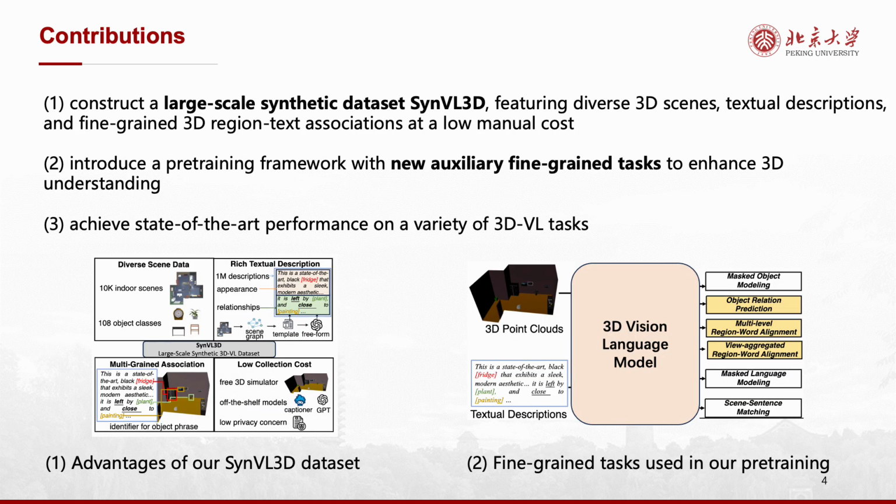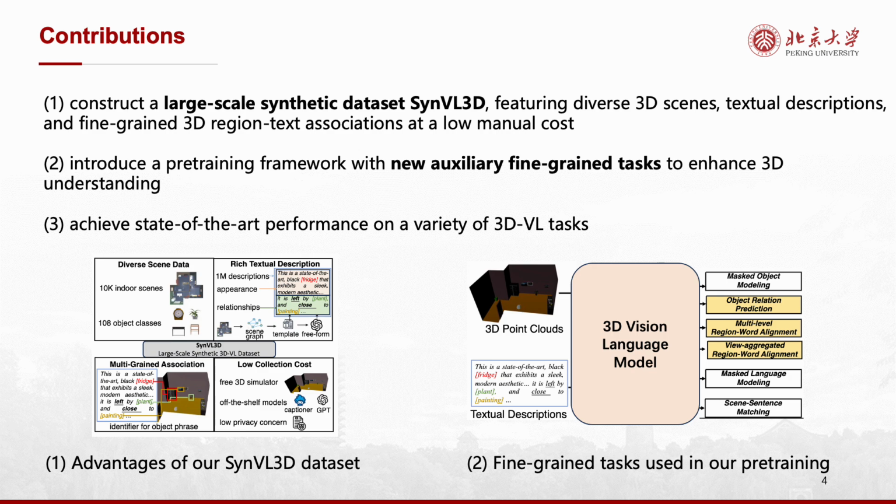To address the limitations of existing 3D VL datasets, we propose the dataset SynVL3D, and our dataset has four advantages. 1. Diverse scene data. Benefiting from the capability of the 3D simulator, we collected 10,000 indoor 3D scenes with 108 object categories and provide semantic category, visually high-quality mesh, and fine-grained visual annotation, error-free precision, orientation, and segmentation mask of each object.